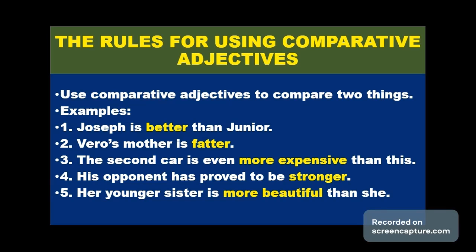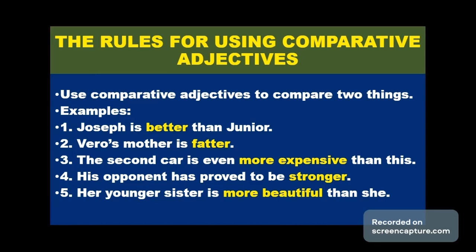His opponent is probably a person who is competing with him or fighting with him, as the case may be. And so we say his opponent has proved to be stronger. Take note that when we use stronger, we are using a comparative adjective, and we are comparing only two things or two persons in this case.